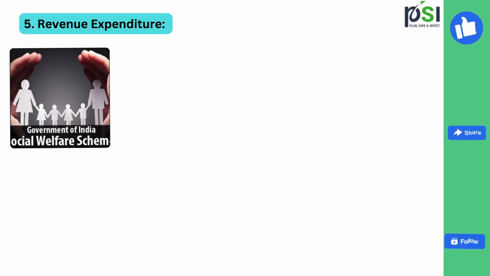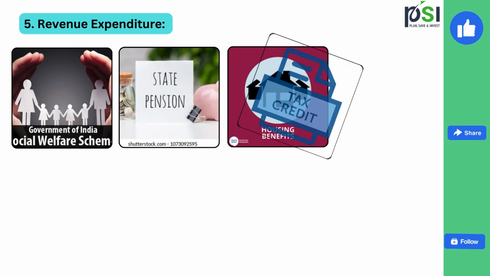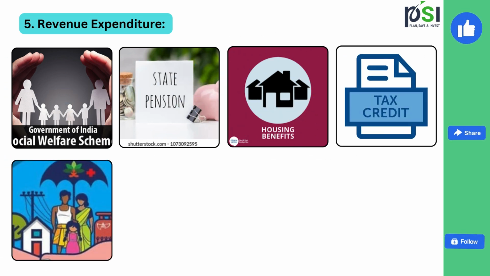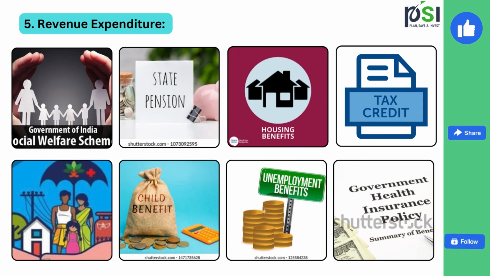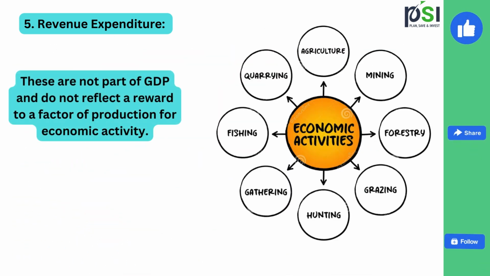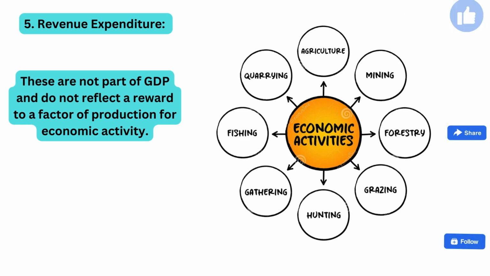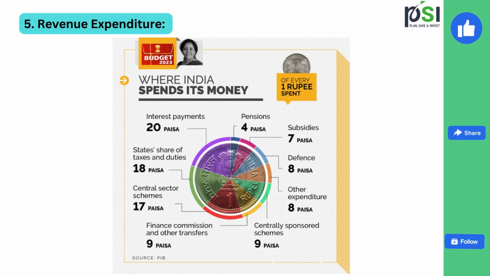They include welfare schemes, state pensions, housing benefits, tax credits, income support for low-income families, child benefits, unemployment benefits, and health benefits. These are not part of GDP and do not reflect as a reward to a factor of production for economic activity. As I said, these are not considered in economic activity. The contribution of 4% to pensions, 9% to centrally sponsored schemes, and 7% to subsidies, such as petrol and gas subsidies, in the overall budget shows the central government's commitment to the welfare and growth of Indian citizens.